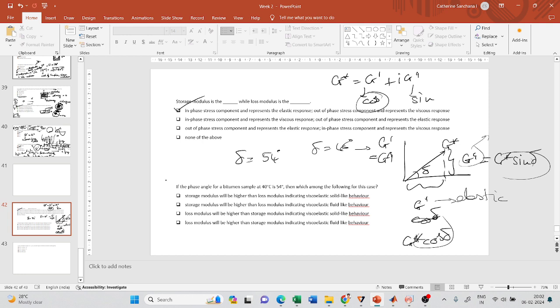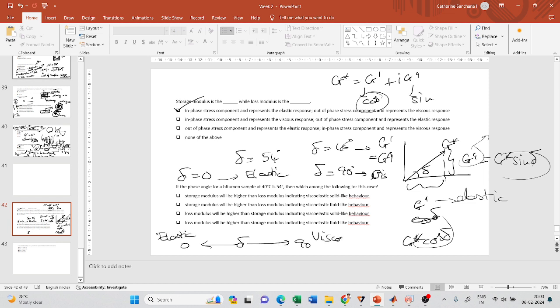Now, you know that when phase angle is 0, the material is elastic. When phase angle is 90, the material is viscous. So let us say my phase angle is this. 0 means elastic, 90 means viscous, 45 means it has both elastic and viscous properties equally.